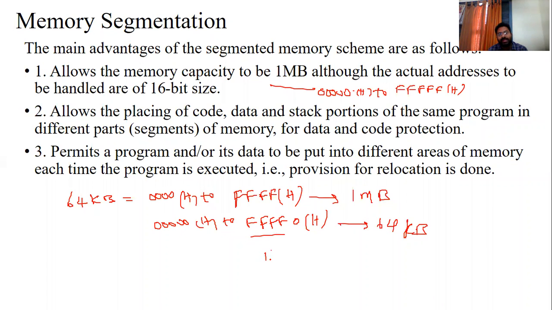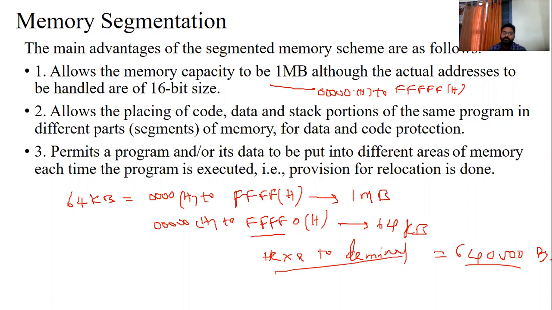We can convert this hexa to decimal. Hexa to decimal, you get about 64,000 bytes. You can convert this hexadecimal to a decimal value. So this is the way you can represent it. Each segmented memory is 64 KB, the total entire memory is 1 MB.